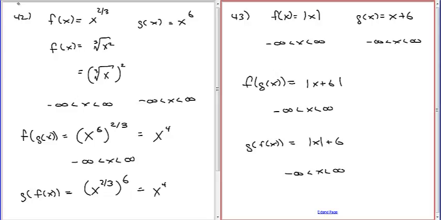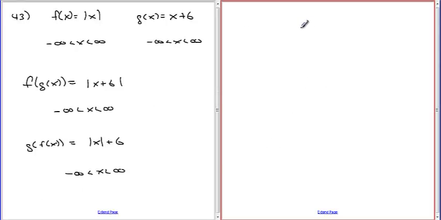Okay, next one. Make sure I'm not going too far here. Okay, I've got 3 more. 44 is f of x equals the absolute value of x minus 4, and g of x equals 3 minus x.